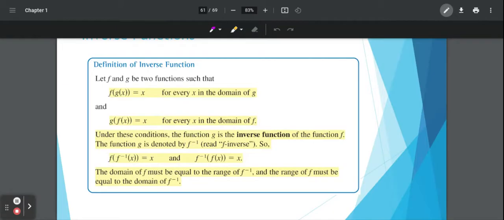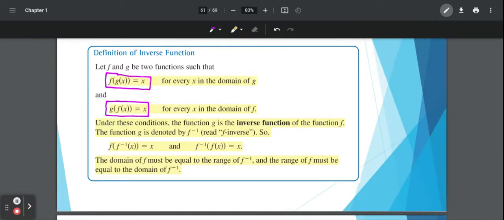So what you're going to use is composition. And you're going to do f of g of x, and if that simplifies to x, and then g of f of x, and if that simplifies to x, then what you can conclude is that f and g are inverse functions. So what that means is if you did the composite of f with its inverse, you'll always get x, or the composite of the inverse with f, you'll also always get x.